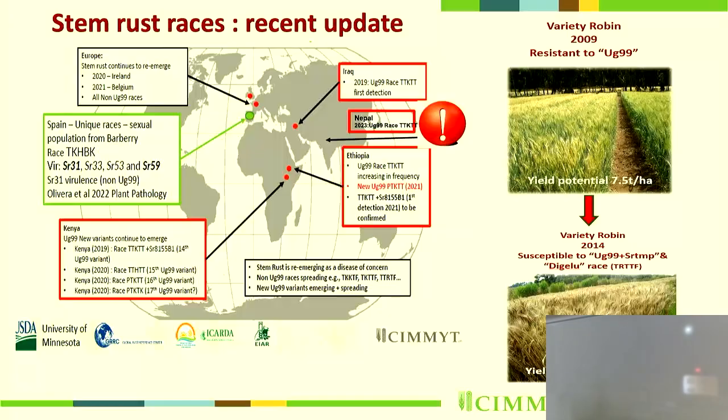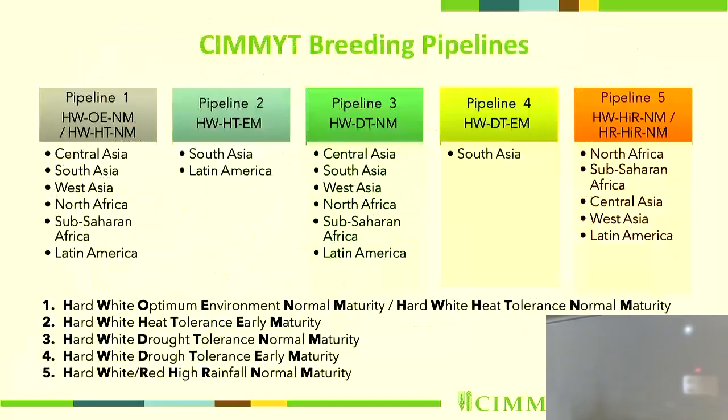And just to show you, this is one of the varieties that was released in Ethiopia with a 7.5 tons per hectare yield potential. Then when the race mutated, it took out the SrTmp gene, which was the major gene in there, and the yield losses were 100%. It completely took over all the acreage that was under Robin. Now we use this as a susceptible check in our trials.